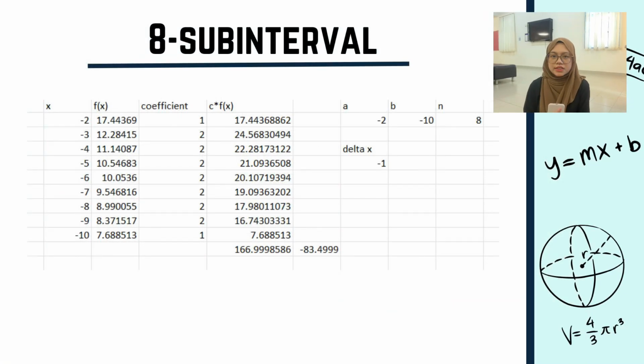Moving on to the eight subintervals, basically it's just the same as the method of 4 subintervals. Therefore, the final answer will be negative 83.4999, but the negative sign will be ignored as area cannot be negative.